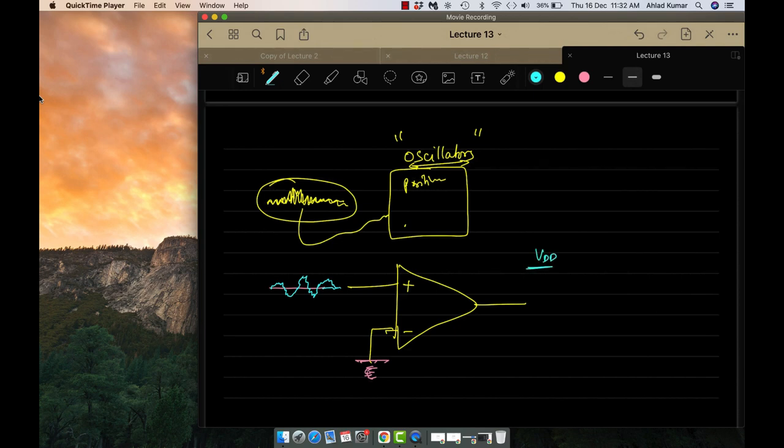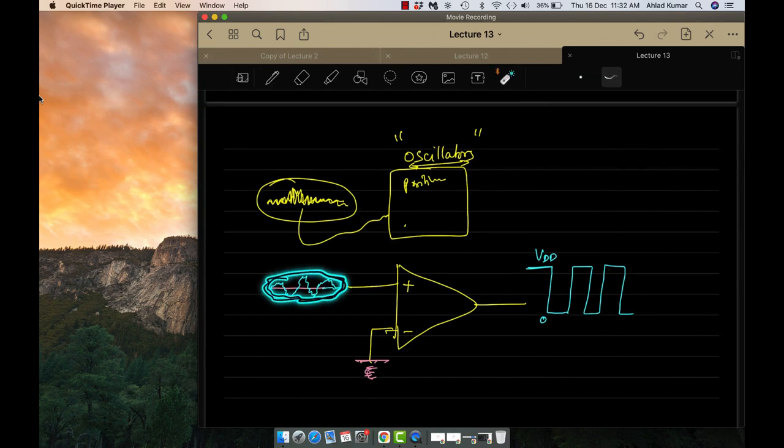Yes, sir. It will be above ground, so it will shoot to VDD. When it goes to the negative side, below this line, will it go to zero or not? Yes, sir. Then again it will go to VDD. Then zero, VDD, zero, like this. So what you have observed? Oscillator. From noise, which is of no use, you created a square wave like this.